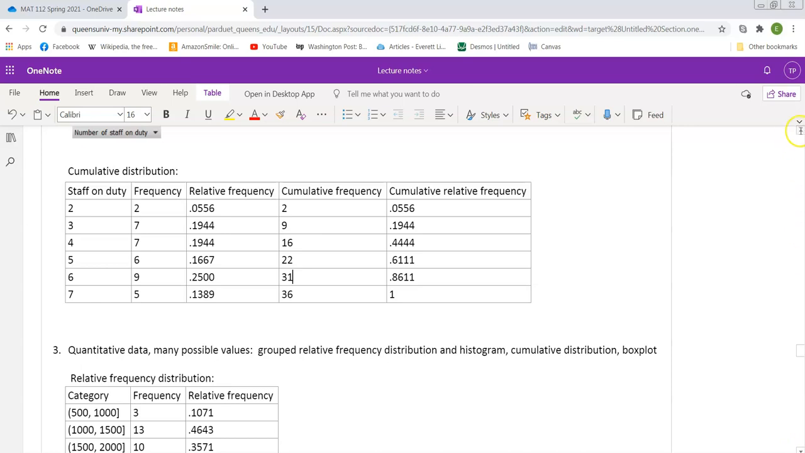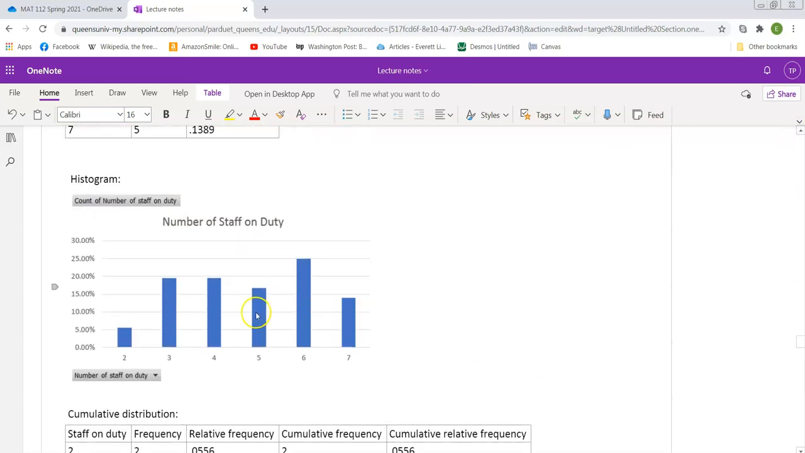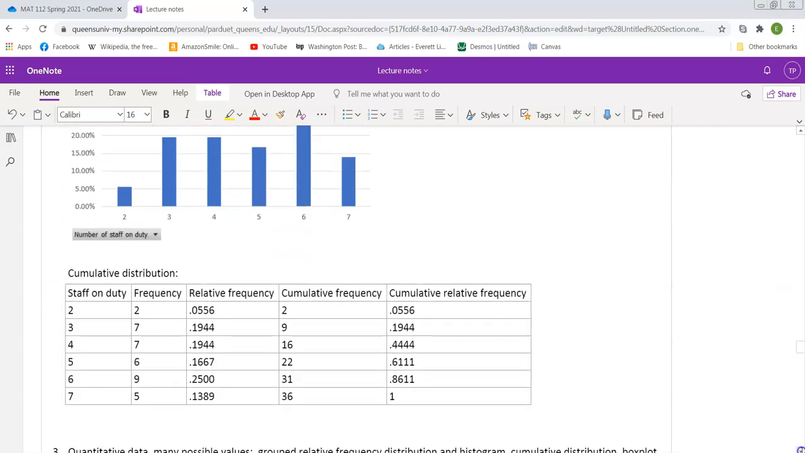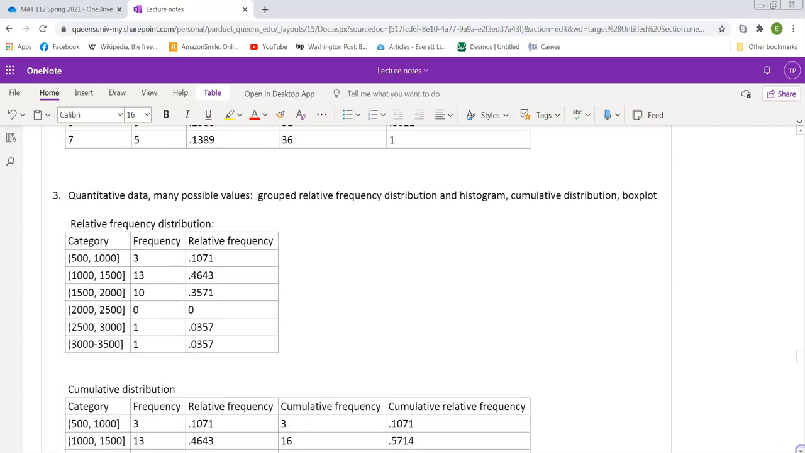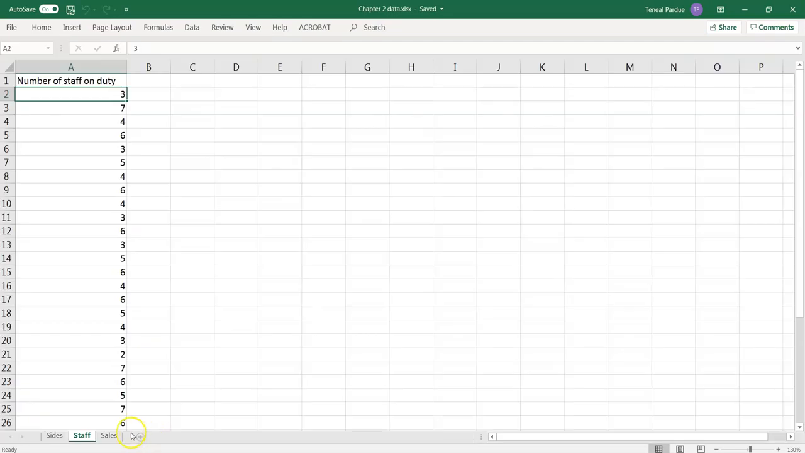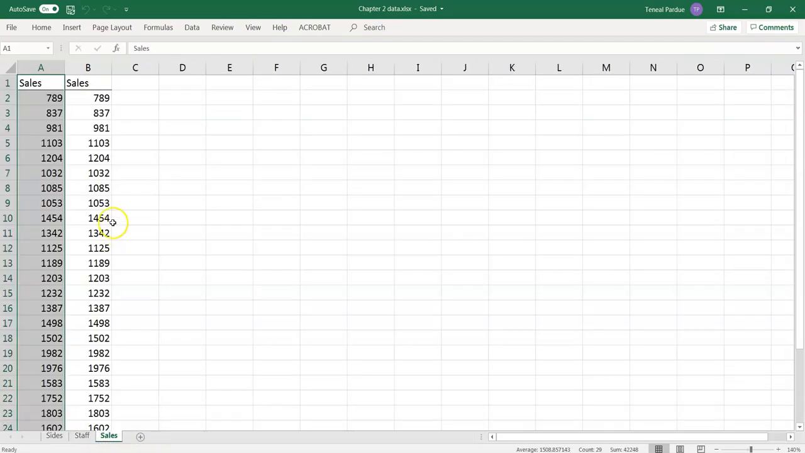All right, so that's quantitative data where there aren't very many possible values of the variable. And what I mean by that is there's few enough that you can just list them. You may end up, though, with data where there's too many of them to list. And let me show you an example of that.